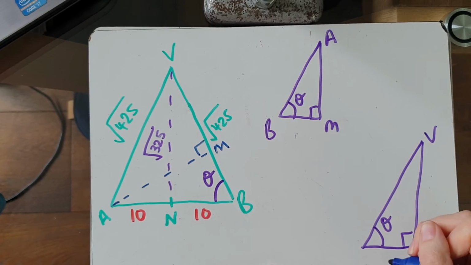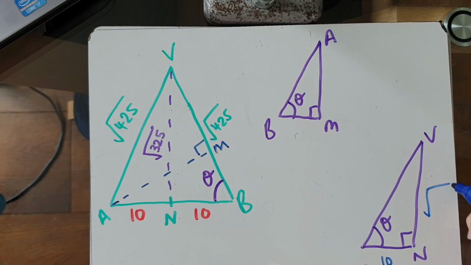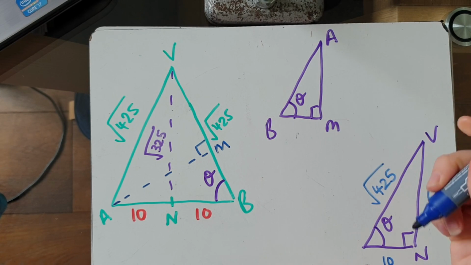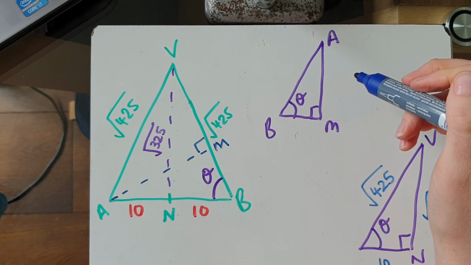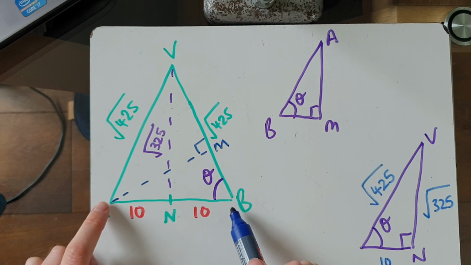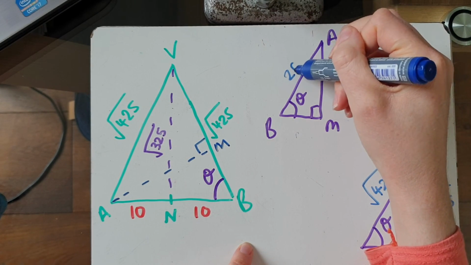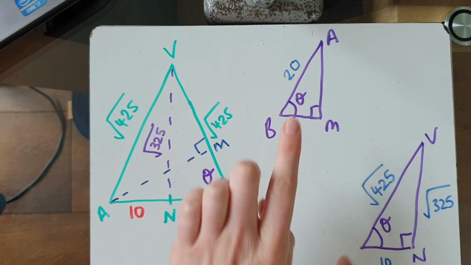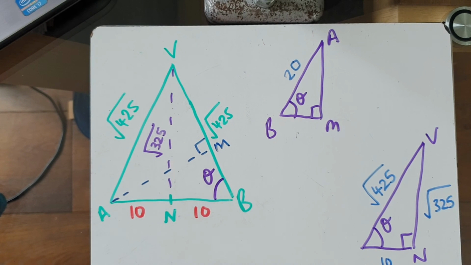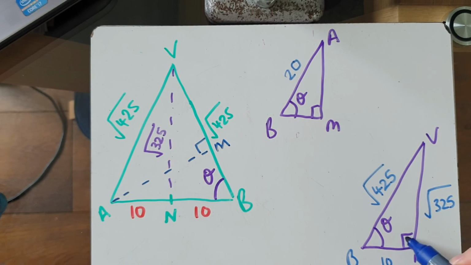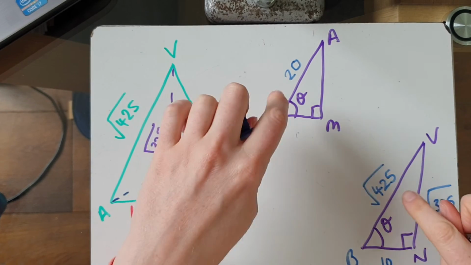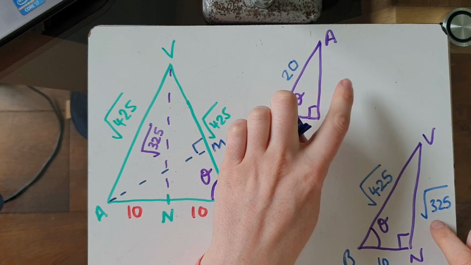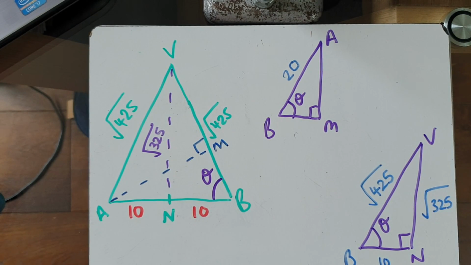And we know that VNB has these measurements. And we know that AMB, well, we know that A to B is 20. So as soon as we've got corresponding measurements, because both AMB and VNB have got a right angle and an angle of theta, so these two lengths must be in the same proportion to these two lengths. So you would also be able to work it out using proportion.